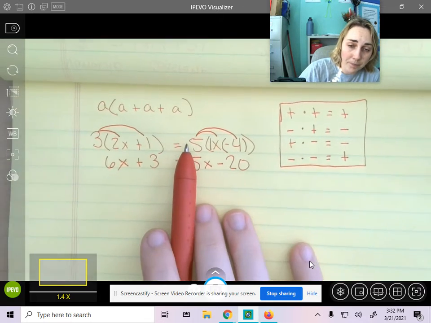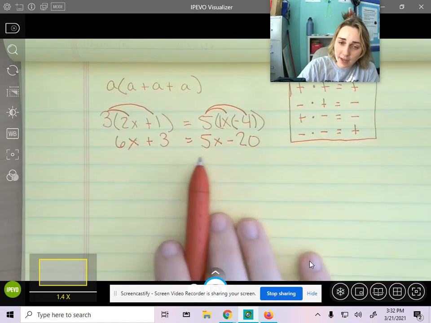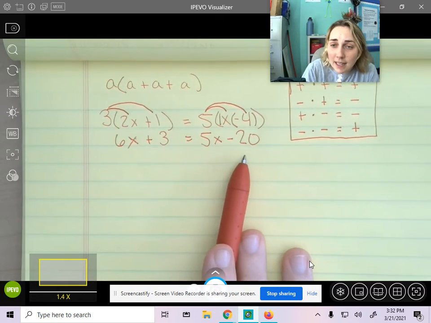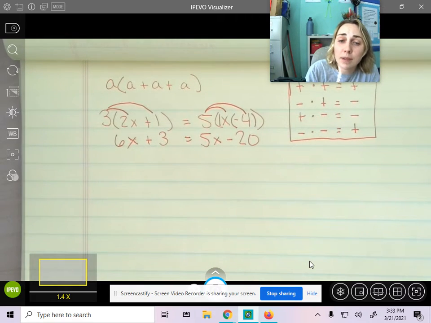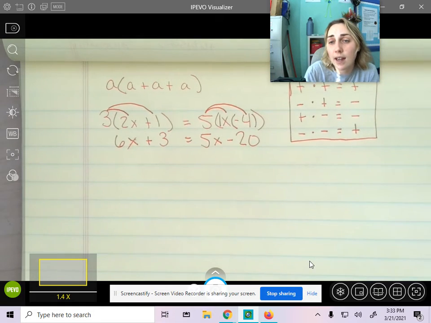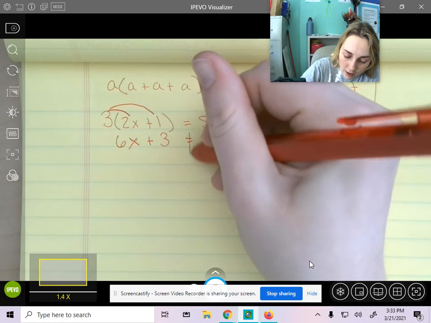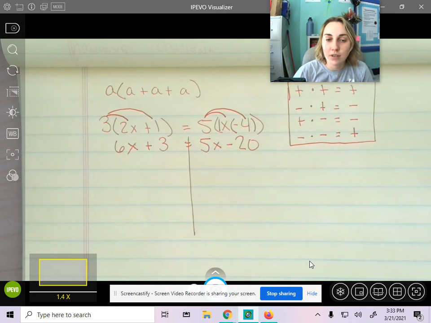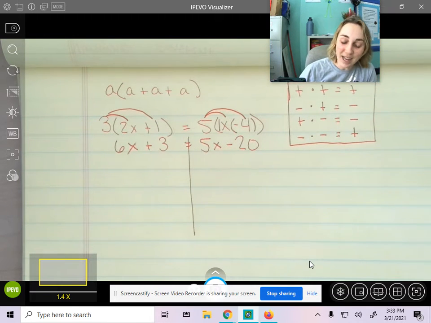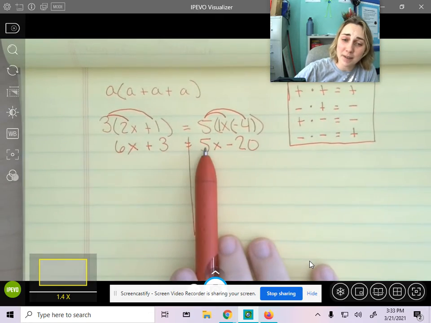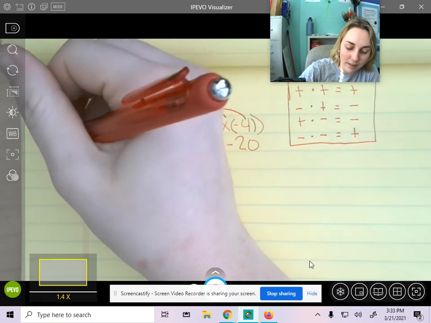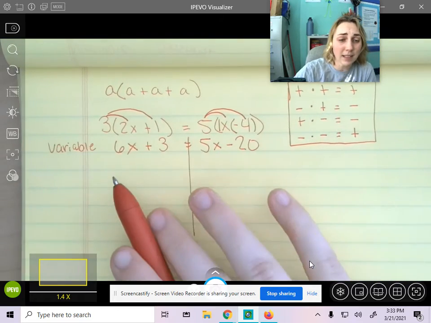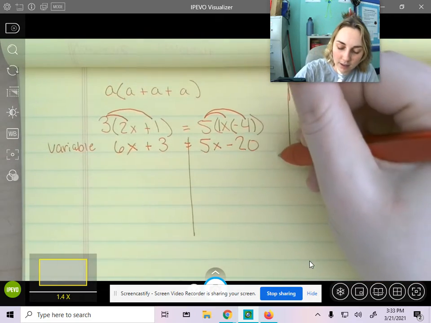All right? So now that I have distributed, I'm looking at both my sides. I cannot combine any like terms here, so I'm ready to choose a variable side and a constant side. I'm going to choose my variable side first. When I choose my variable side, I choose the side where the variable's bigger. In this case, 6x is bigger than 5x, so I'm going to make this my variable side. Again, terrible handwriting. So if that's my variable side, I got to make this my constant side.